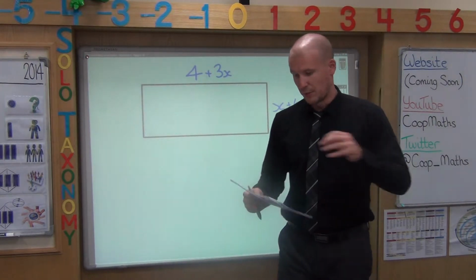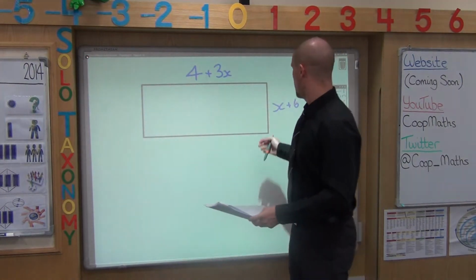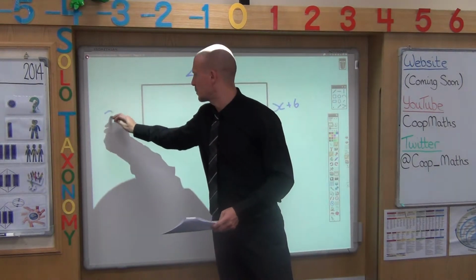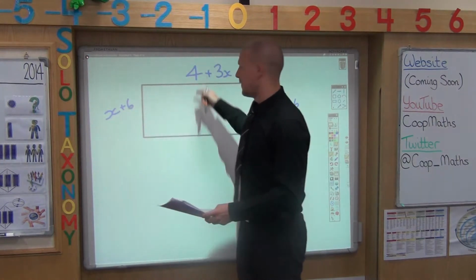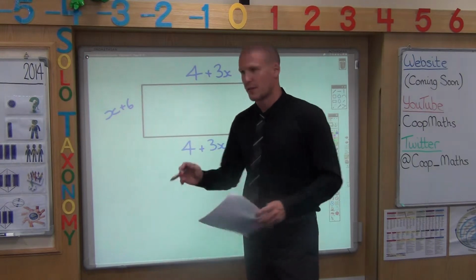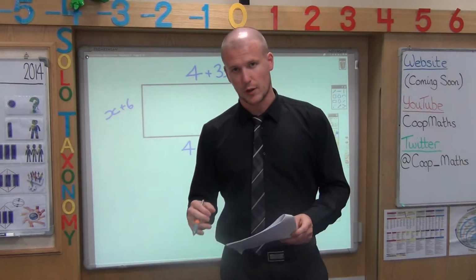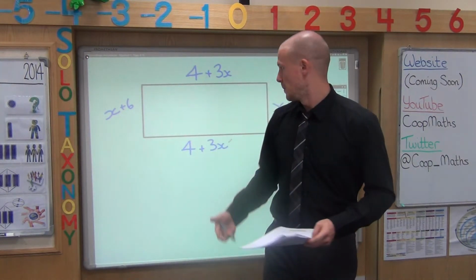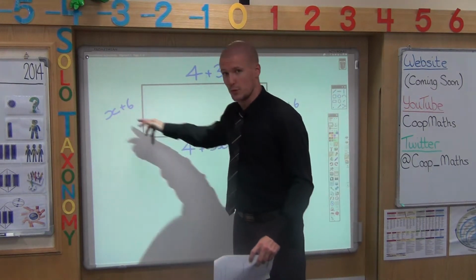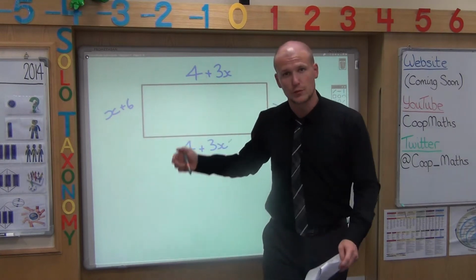plus 6. Before I even look into the question, the fact that this is a rectangle means that this over here is also x plus 6, and this down here is 4 plus 3x. Whenever there are things that you know that you can doodle in straight away in a question, I would advise that you do so. You might not even end up using this. If this was an area question, we wouldn't care about those two lengths because we only need those ones.